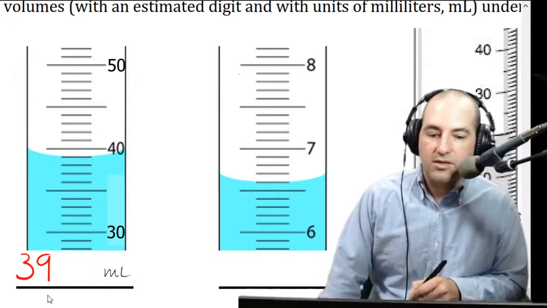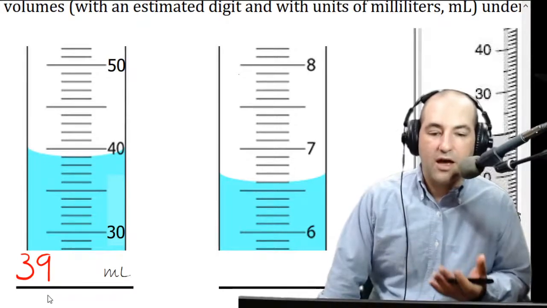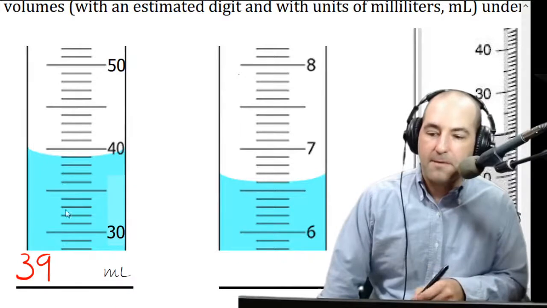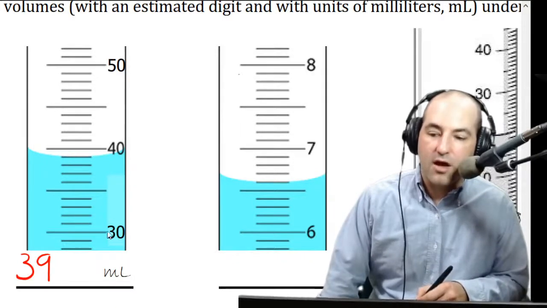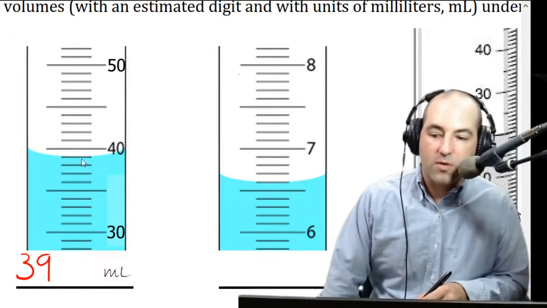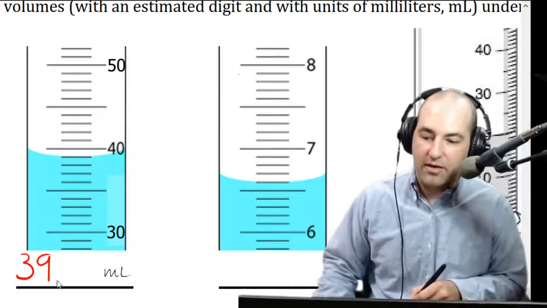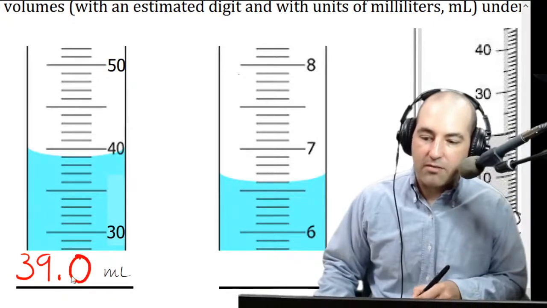So this is where we have this issue of, are we going to call this 39, 39.0, 39.00? How do we name that? So we're going to look at the tool and say, well, the tick marks go to the ones place, to 39. So I have to estimate one past there. And my estimate is it's exactly on the line. So I'm going to call that 39.0.